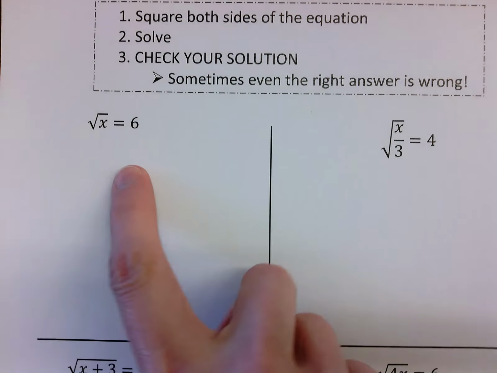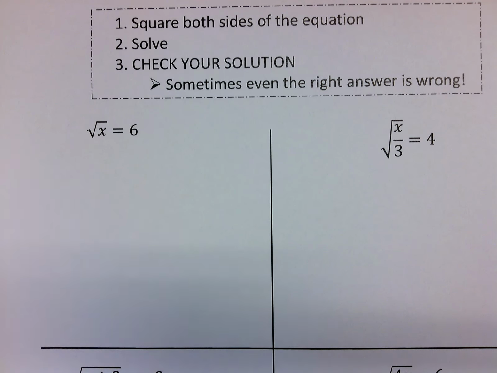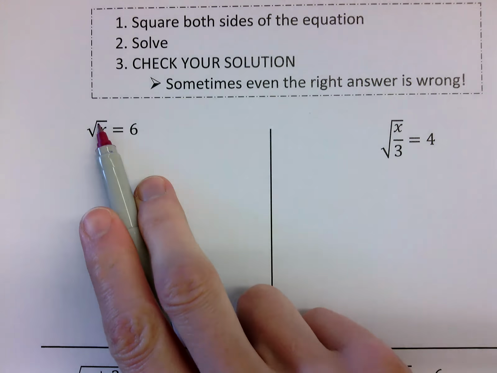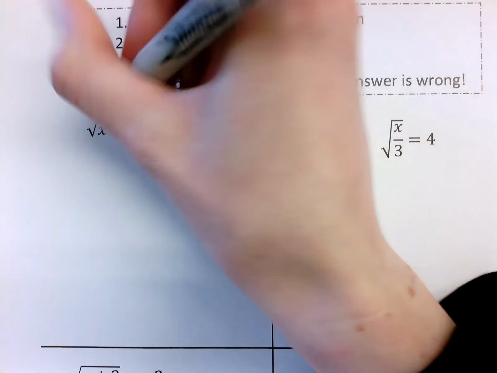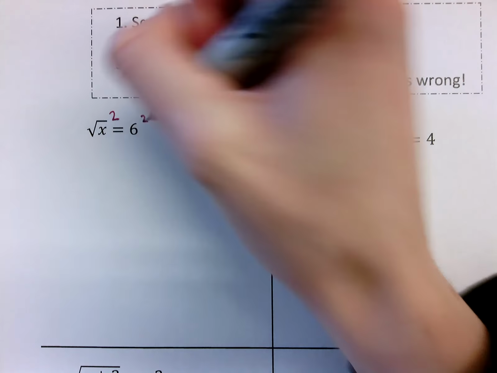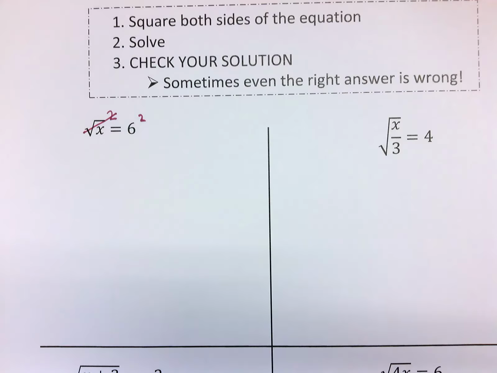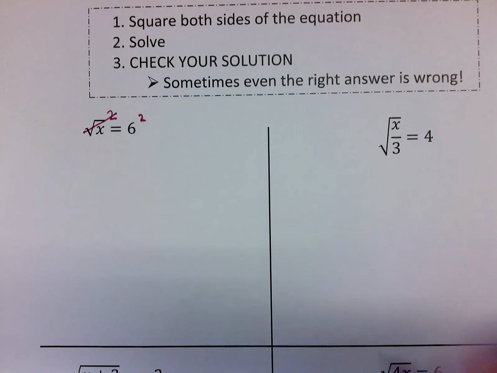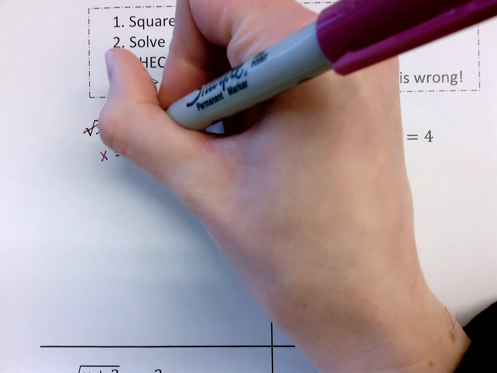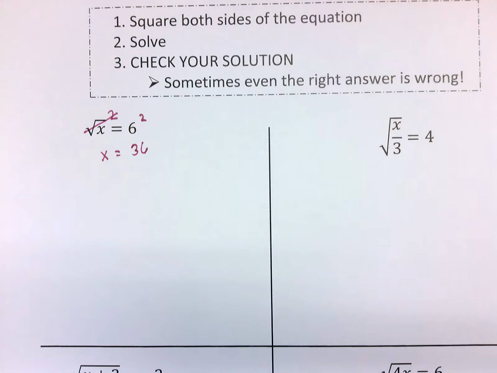All right, so let's take a look at this first one. We're starting out pretty simple. We need to solve this equation. I've got a square root of x. Well, the inverse operation of taking a square root is squaring. So I'm going to square both sides, and these cancel each other out. Then I'm left with just an x on this side, and over here, 6 squared is 36.